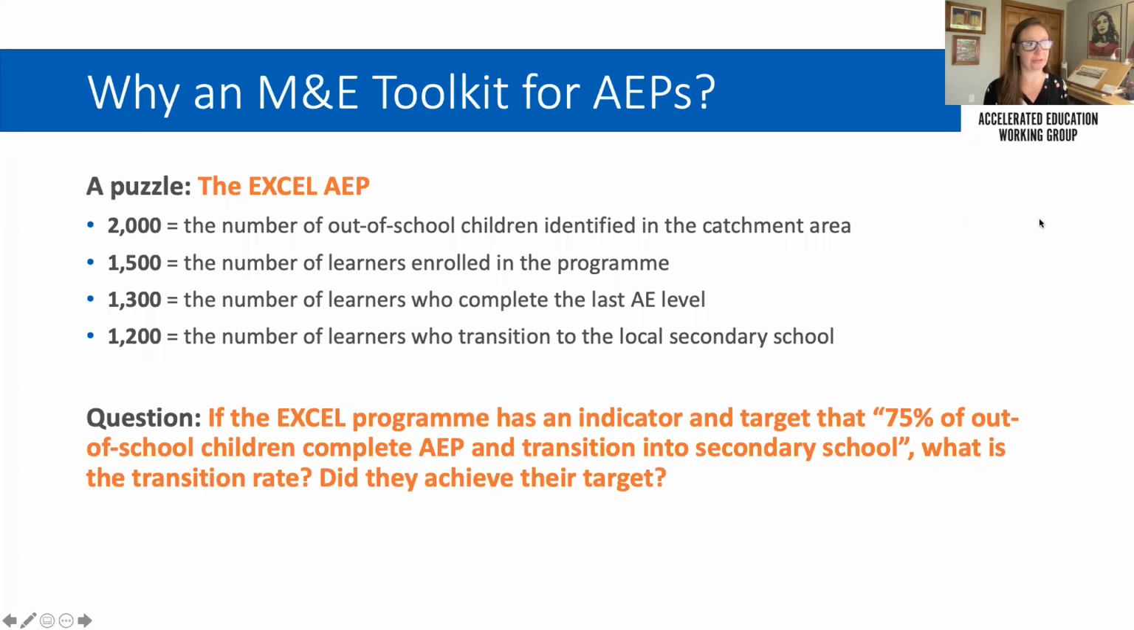Awesome. Very cool. All right, Paul, thanks. 92% of children who do complete the AEP then transition to secondary school. Very cool, Paul. The program was able to capture 75% of the out-of-school children. It was not a success based on the set target. Great, Cosmos, thank you. Perfect.